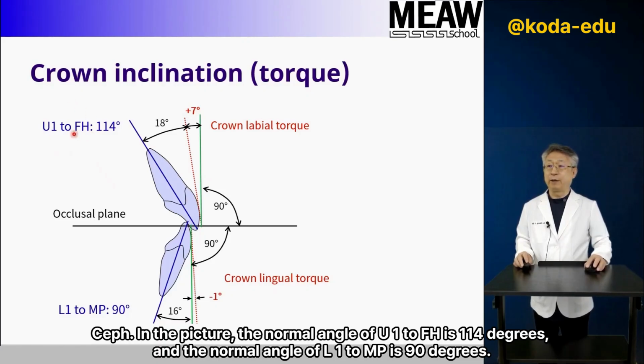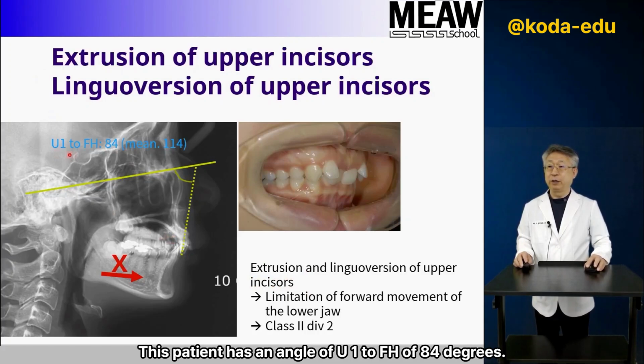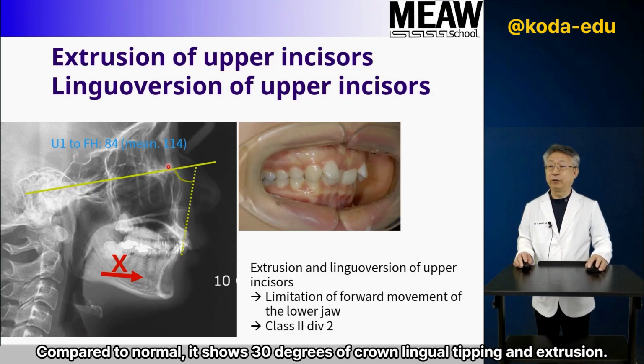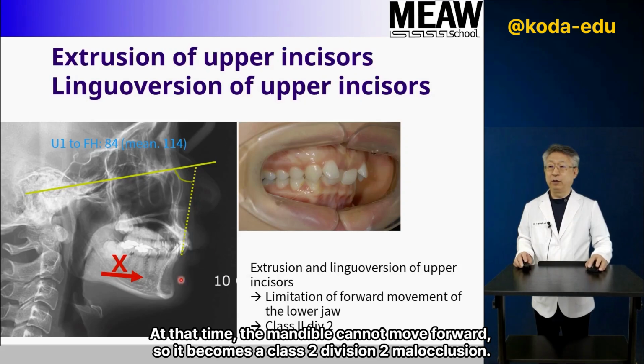In the Ceph picture, the normal angle of U1 to FH is 114 degrees, and the normal angle of L1 to MP is 90 degrees. This patient has an angle of U1 to FH of 84 degrees. Compared to normal, it shows 30 degrees of crown lingual tipping and extrusion. At that time, the mandible cannot move forward, so it becomes a Class 2 Division 2 malocclusion.